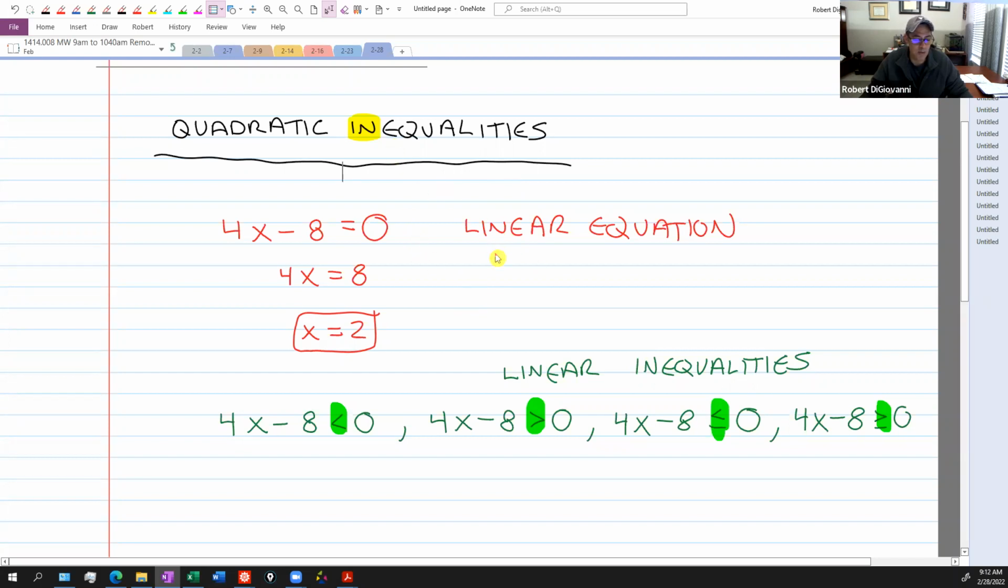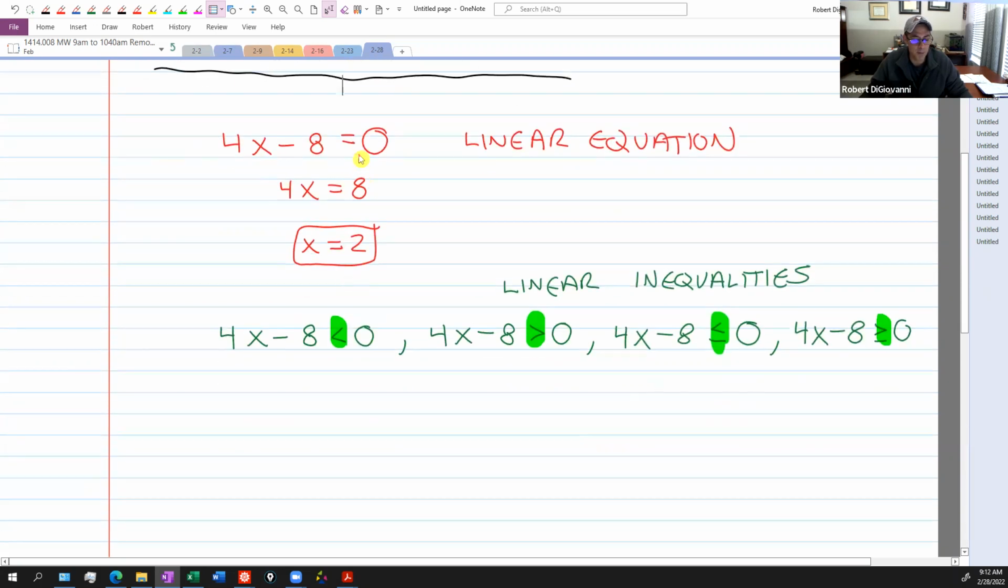I'm starting here with the idea of linear equations first. We all know what a linear equation is, right? We have an equation with one variable in it. It's not squared or anything, and we can just move things around and solve for x. Now, if we replace this equal sign with this symbol, this is the less than symbol. This is the greater than symbol.